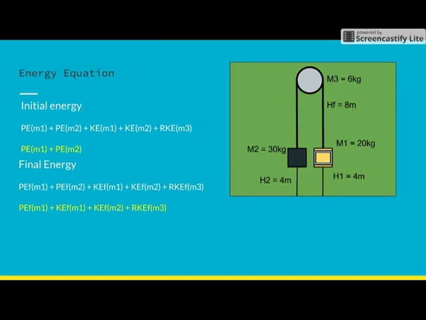Thanks to the law of conservation of energy, we know that initial energy will be equal to final energy. So our energy equation will be potential energy of mass 1 and mass 2 equal to final potential energy of mass 1 plus final kinetic energy of mass 1 and mass 2 plus final rotational kinetic energy of mass 3.